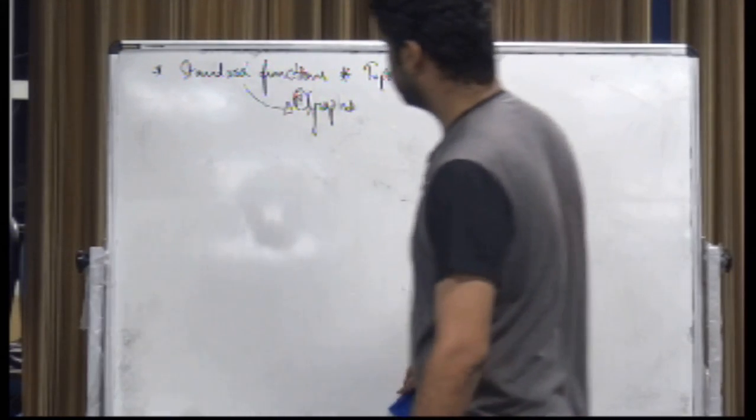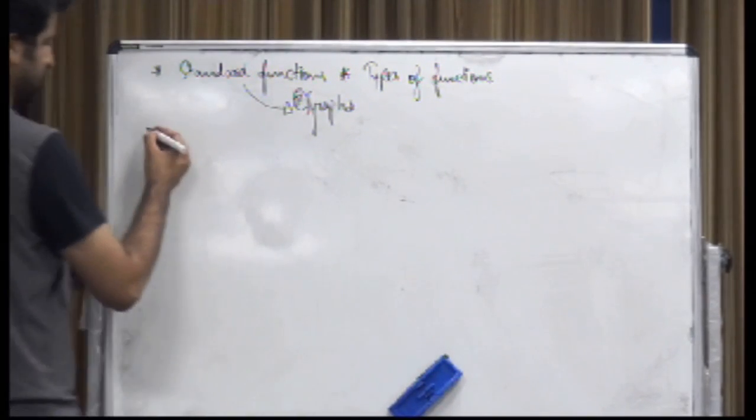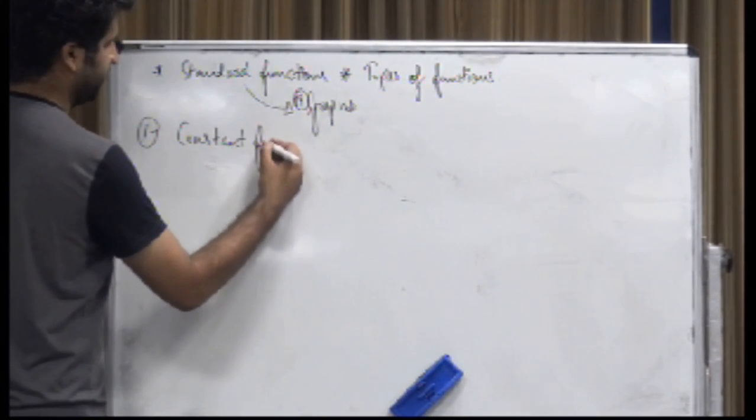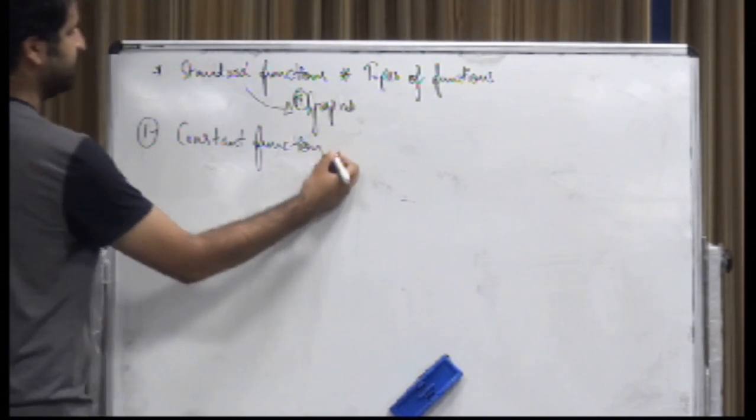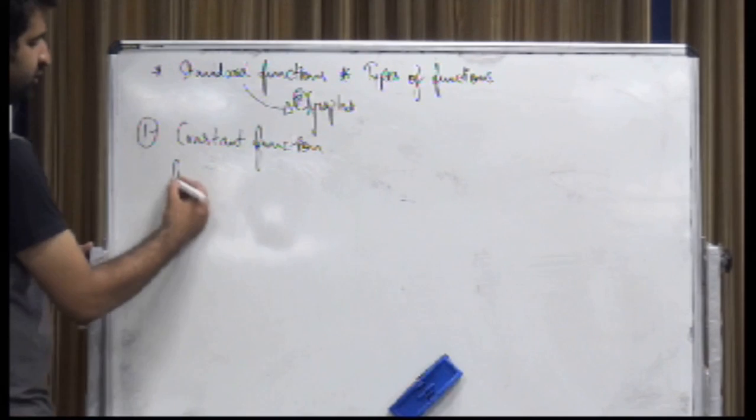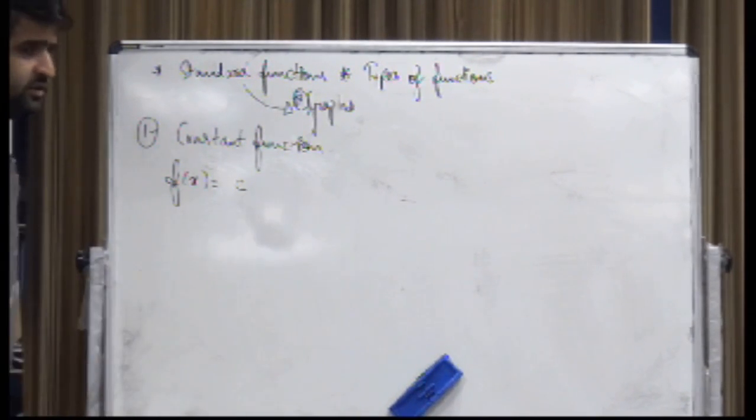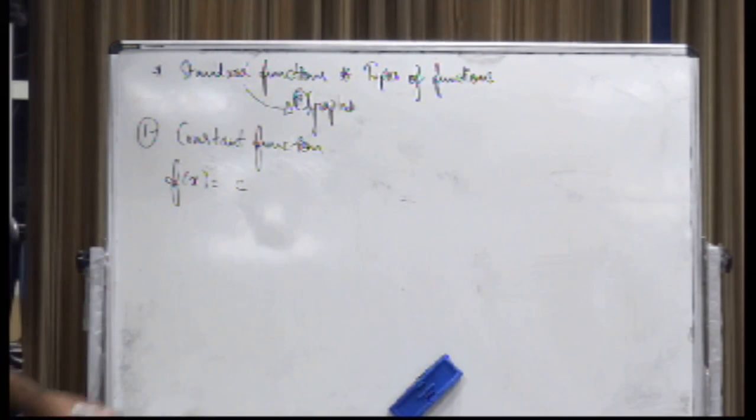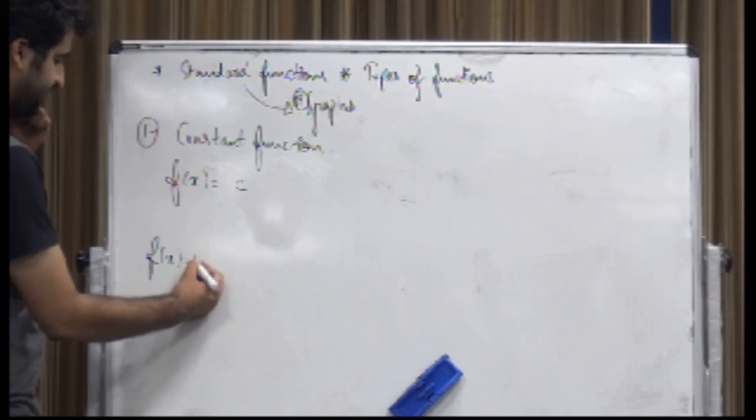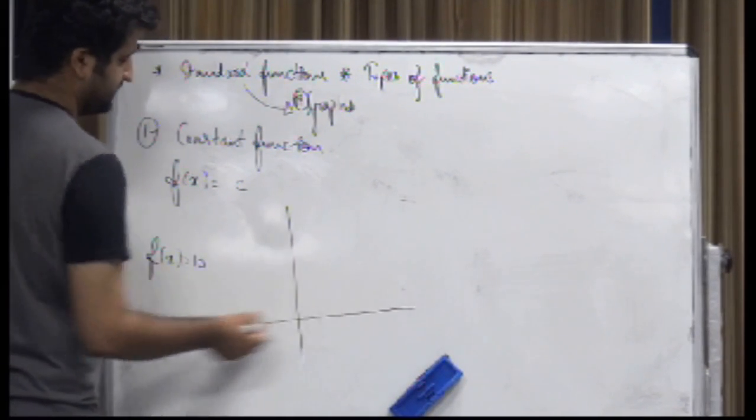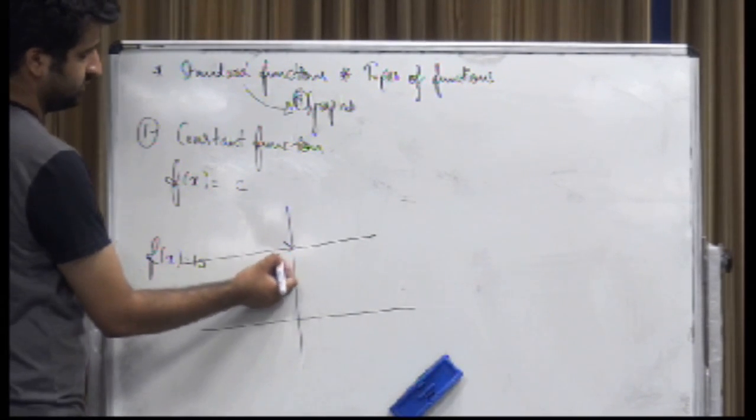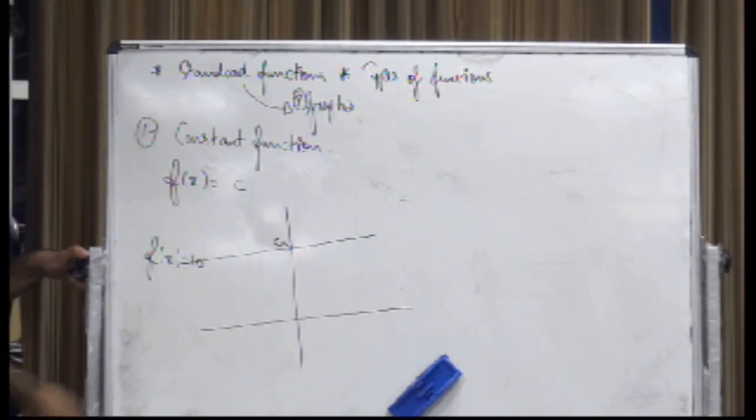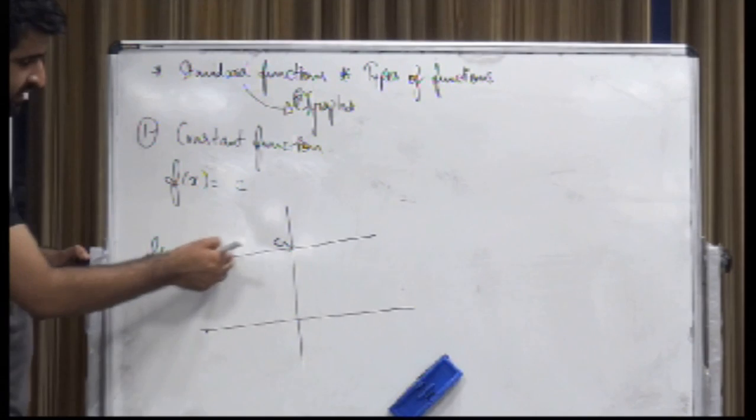So the first one is the constant function. So this is very easy. Let's suppose you have fx is equal to constant c. So if you put the value 1 or 5 or 7, it will always give you a constant value, right? Like let's suppose you have fx is equal to 10. Can you make the graph of this? This graph will go like this. So this is c or 10, and this will be the value. So at every value of x, you're getting the same value of fx.